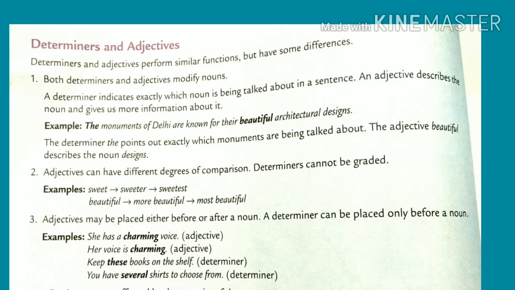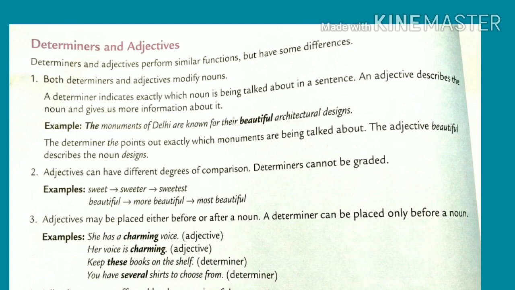What differences do they have? See the second one. Adjectives can have different degrees of comparison. Determiners cannot be graded. Yes, adjectives have different degrees of comparison, but determiners do not. Like sweet, sweeter, sweetest. These are different degrees of comparison. Like beautiful, more beautiful, and most beautiful. But we know that determiners do not have any comparison.